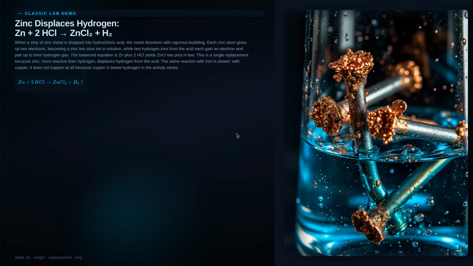Iron is higher in the activity series than copper, so iron atoms give up their place to copper ions in solution. This reaction is a vivid demonstration of single replacement, and it has been used for centuries in metal purification and recycling. The reverse reaction, copper replacing iron, does not occur. That is the rule of the activity series, the master key to predicting single replacement outcomes.